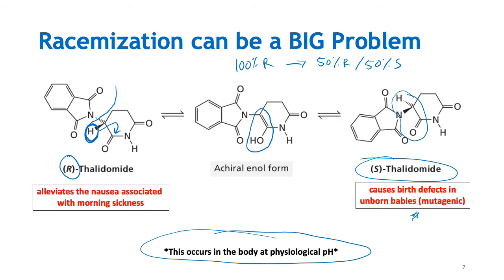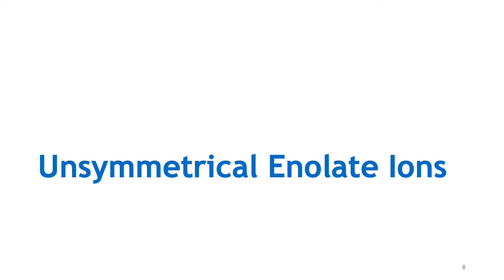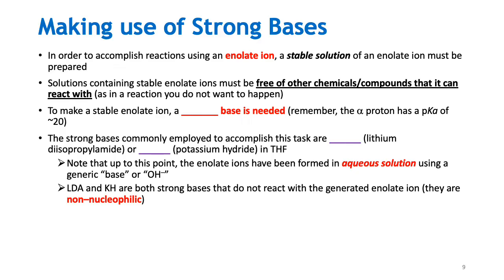It was one of the darkest periods of chemistry, and it actually sparked a huge movement in pharmaceuticals to look into enantiopure products rather than racemic. Okay, so I just wanted to show you that this particular reaction, this tautomerism that yields racemization, could be a big problem. So now I want to introduce to you the concept of making enolate ions from unsymmetrical ketones.